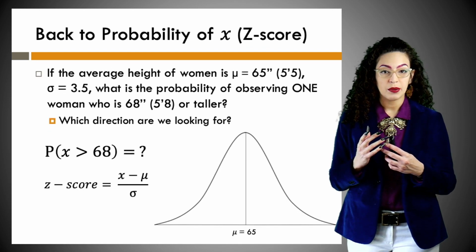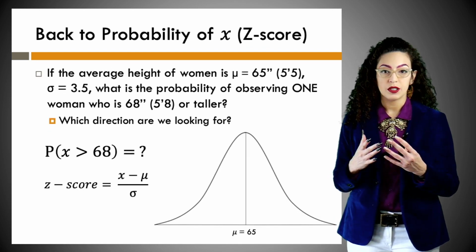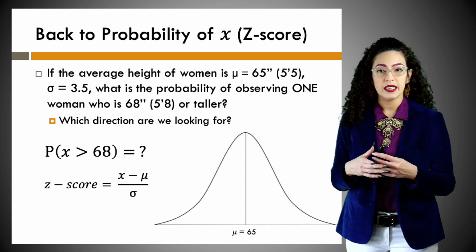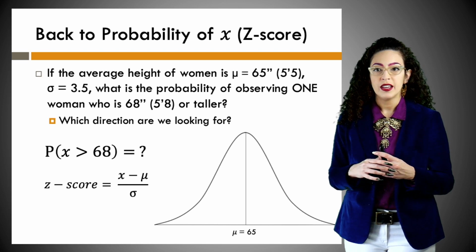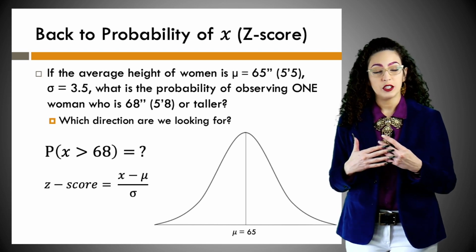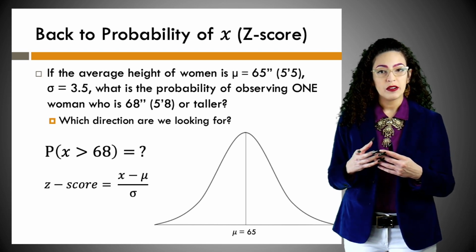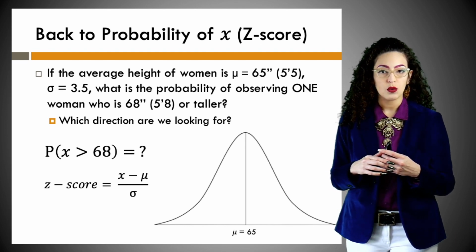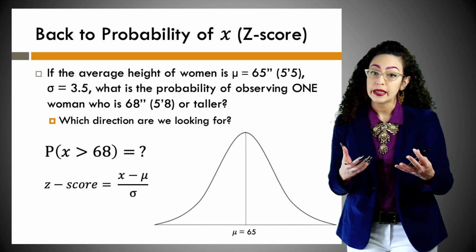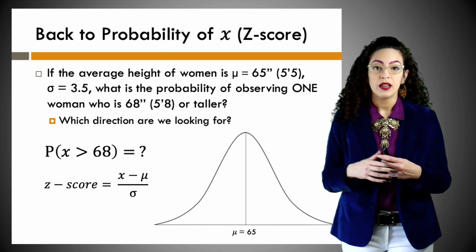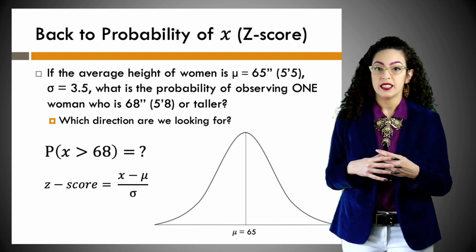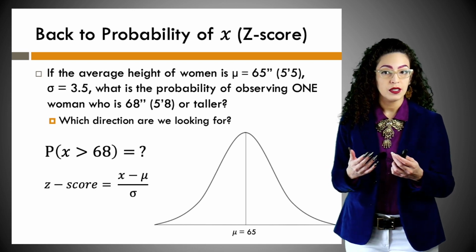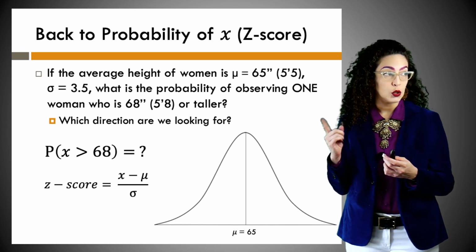So let's go back to the probability for just one person's score, the regular Z-score, which we've already looked at. If the average height of women is 65 inches, about 5'5", and the standard deviation is 3.5 inches, what is the probability of observing one woman who is 68 inches or taller? So how likely is it that if you're just out walking about you see some woman who is 5'8" or taller?